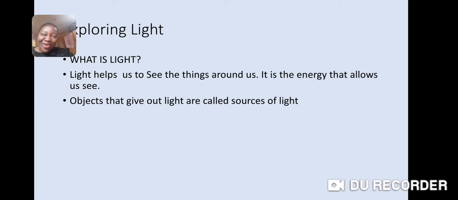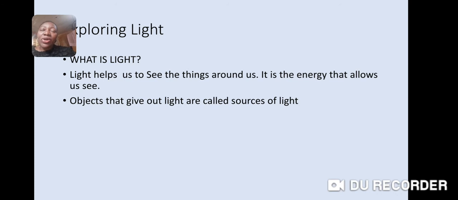Today, our topic is exploring light. So together we are going to be exploring light. Now I need you all to please close your eyes. I am going to shut my eyes. My eyes are shut. Now can you see anything? I can't see anything because my eyes are shut. I have shut out light.